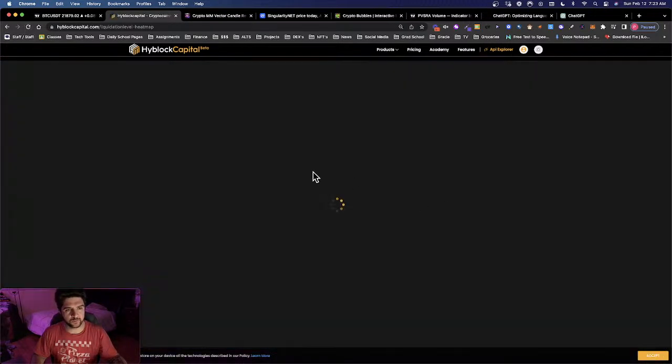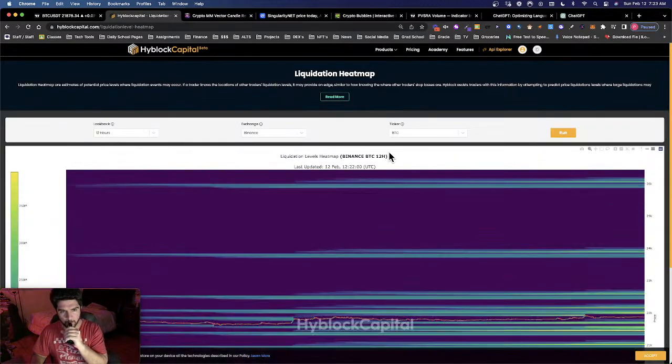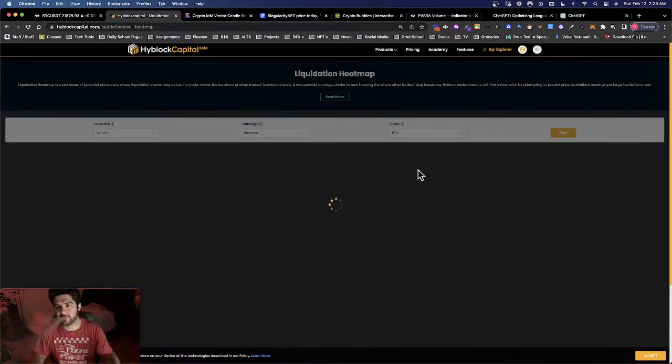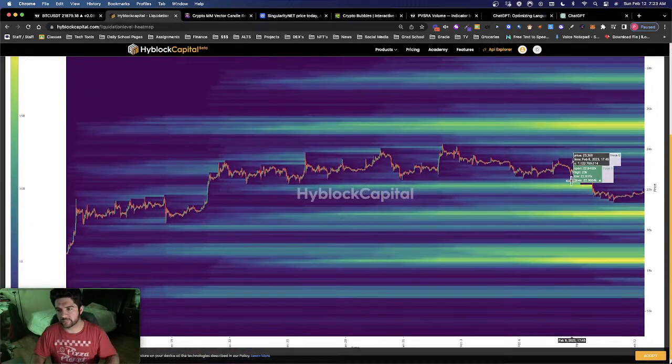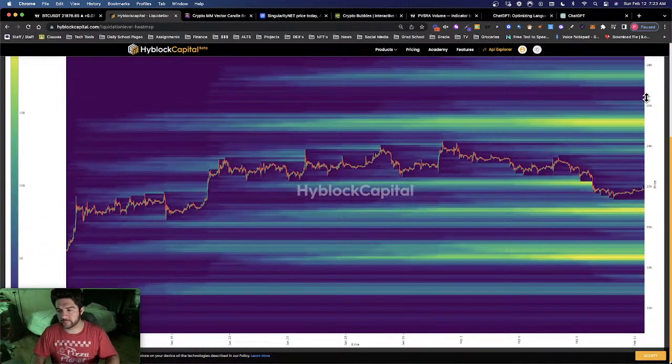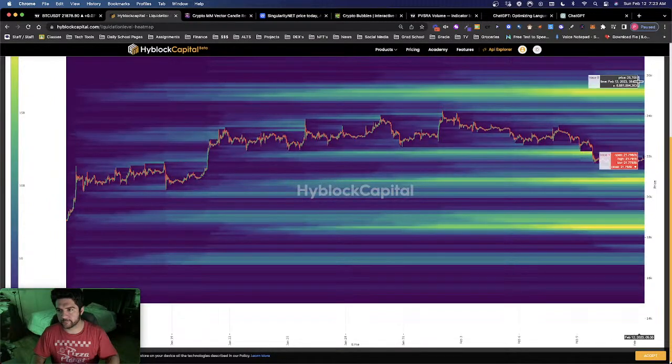So let's just go to your 7-day. Let's go to the month and see where liquidity lies and where price would want to search for it. So look. Right up in here.